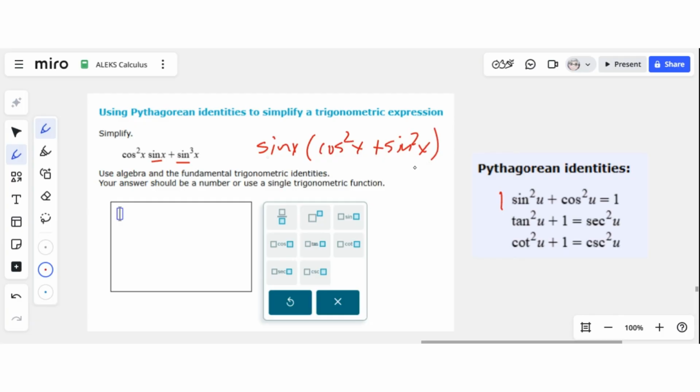Now, it doesn't matter what order those are in. Cosine squared x plus sine squared x is the same as sine squared x plus cosine squared x. So this whole chunk of stuff equals 1. So this is just the sine of x times 1, which is just the sine of x. And that's it. We got that down to a single trig function.